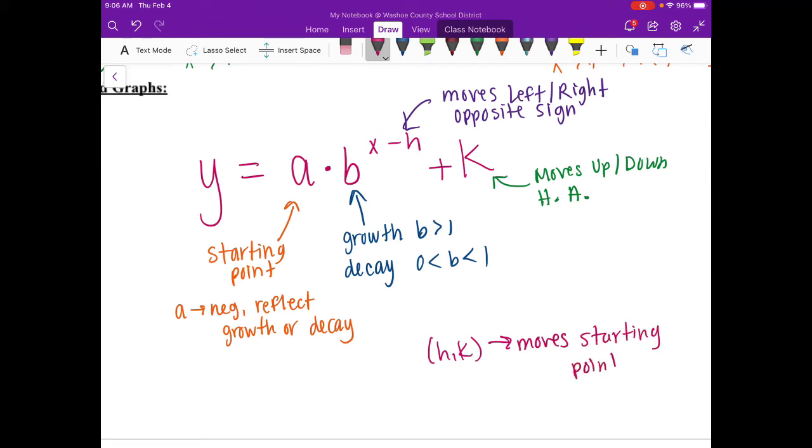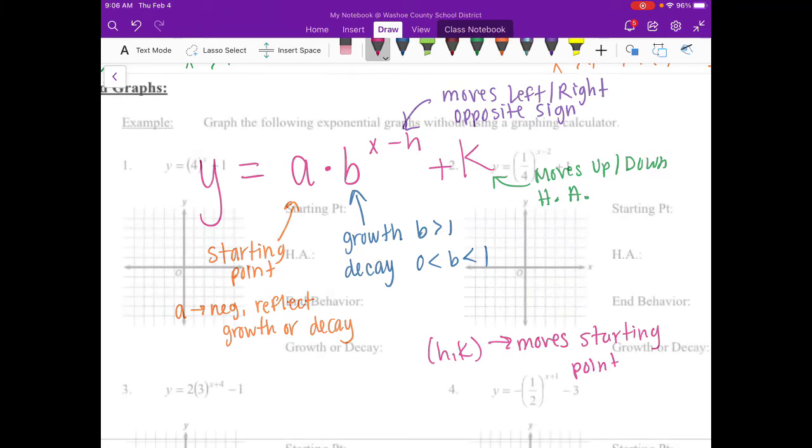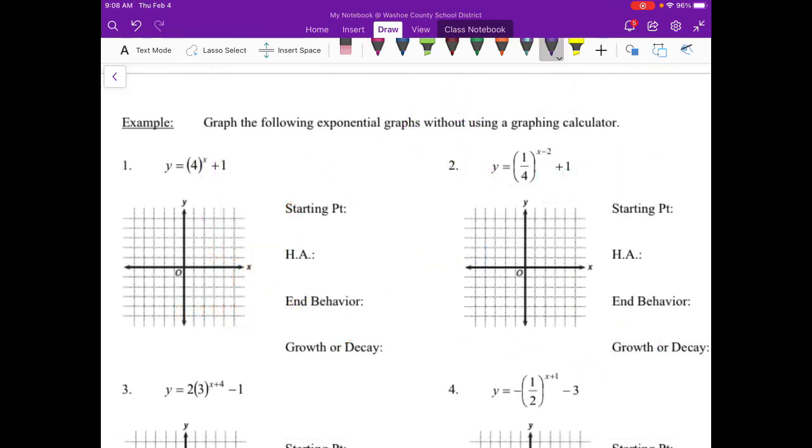So we're going to have you write down the starting point, but then you're going to show how it's moving it. Okay? All right, so let's go to the next page and just practice all of this. So the idea here is that you're trying these problems without using your graphing calculator. It would help if you start by identifying, is this going to be a growth or a decay, and then go from there.